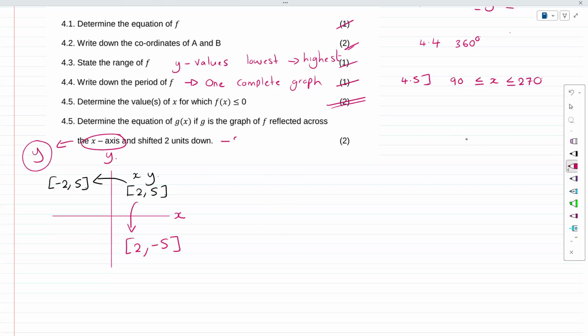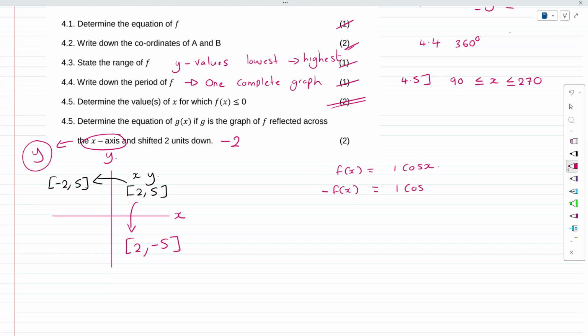Shifted 2 units down, so it's -2. It's quite a simple question. It's really, really simple. All we have to say is f of x is equal to 1 cos x. That's fine. It's reflected on the x-axis. That means the y value changes to -y. F of x and y is the same thing, guys, so I don't want you all to panic.